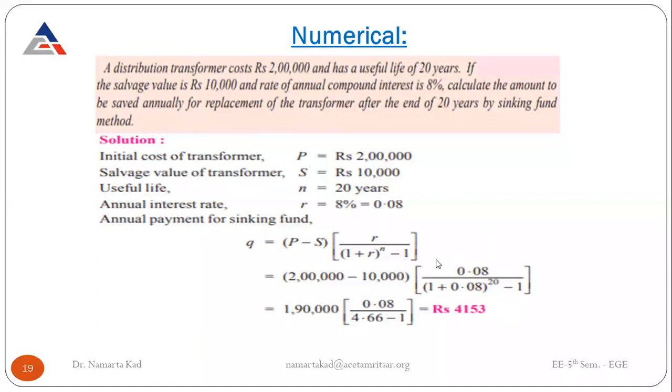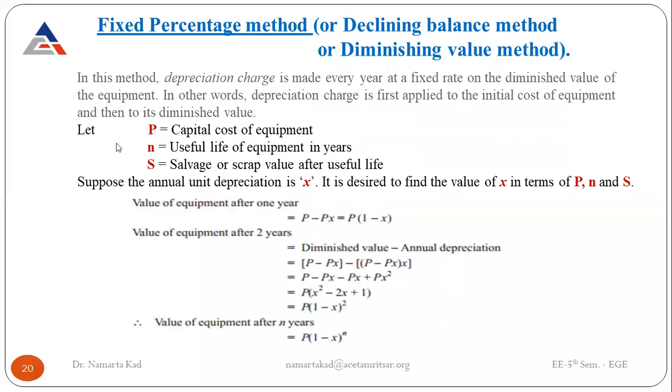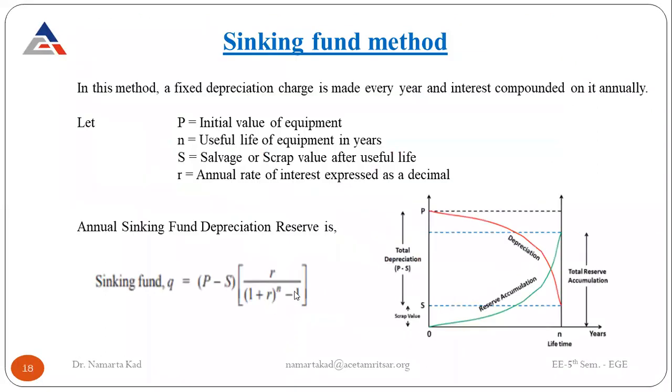Now the third method for calculating the annual depreciation charge is the fixed percentage method, also called the declining balance method or diminishing value method. In this method, the depreciation charge is made every year at a fixed rate on the diminished value of the equipment. Like in the previous two methods, the annual depreciation charge is fixed for each year.